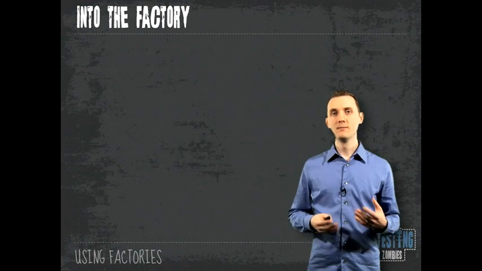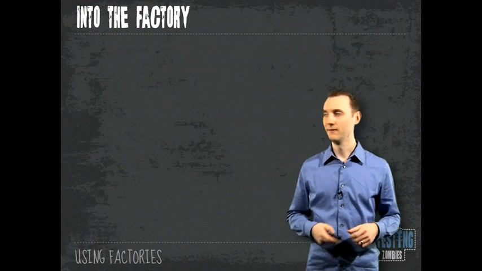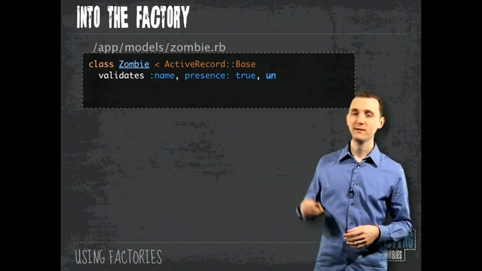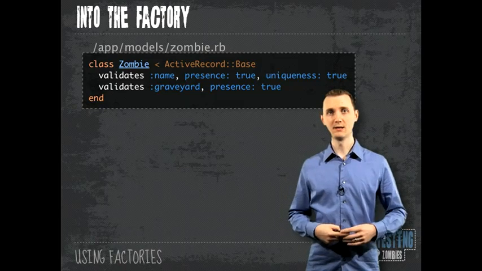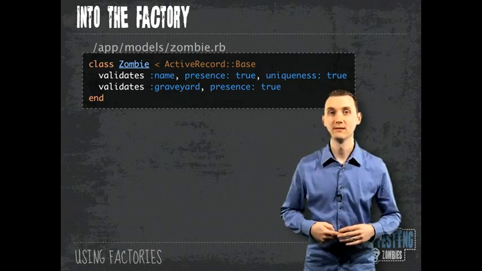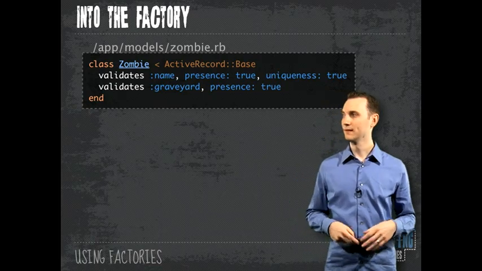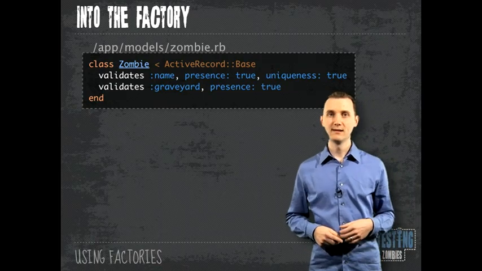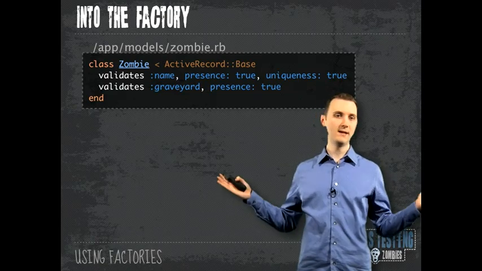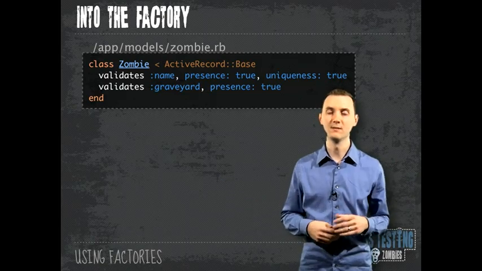So let's look a little bit at how to actually interact with the factory. Let's say, for example, that we have a zombie class where we do some validation, which Greg actually talked about earlier. So we're validating the presence of name, and we're validating the presence of graveyard in this case. So let's say we're writing a test. And in that test, we want a couple of zombies, for example. Maybe we want to test to make sure one zombie doesn't equal another zombie.